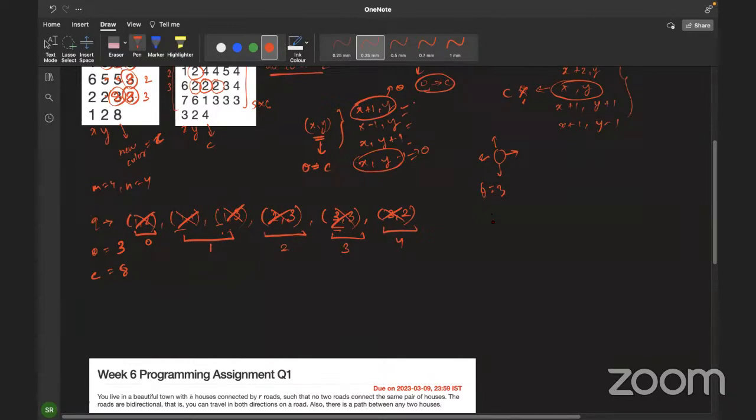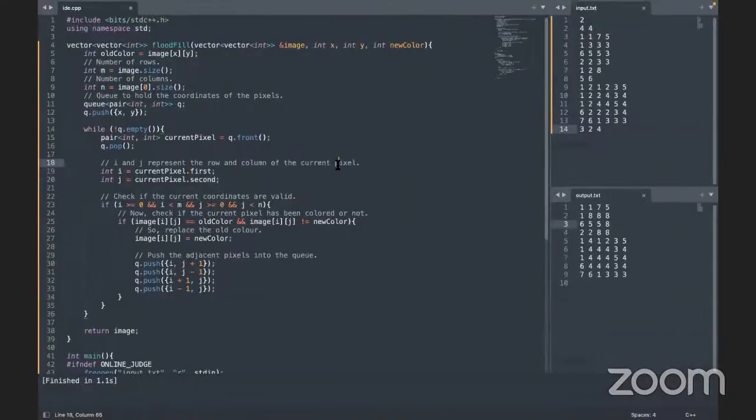So the number of cells in a matrix are m into n, right? And at each iteration, we are looking at only one cell. So the number of iterations that we need is order of m into n. So this is the time complexity of our BFS algorithm. And now, yes, so let's move on to the code solution.